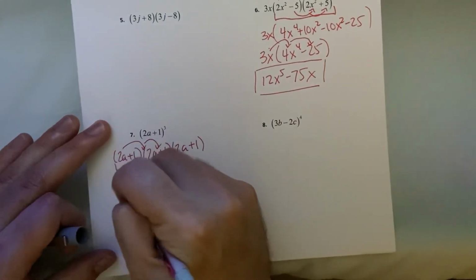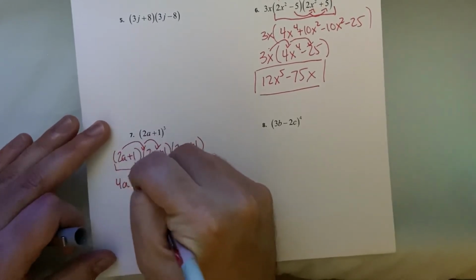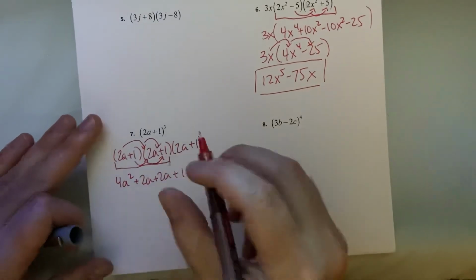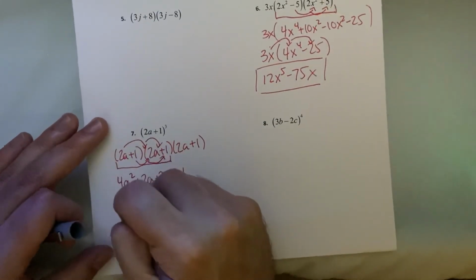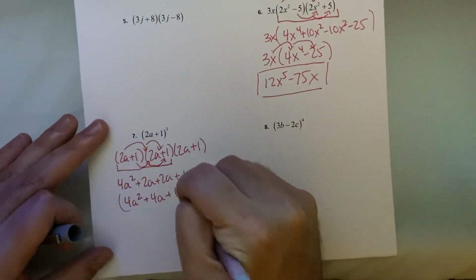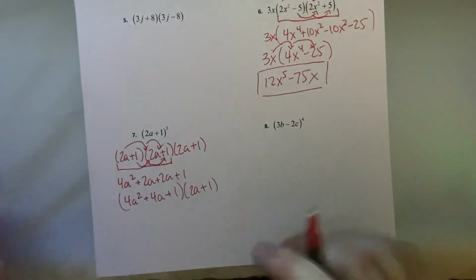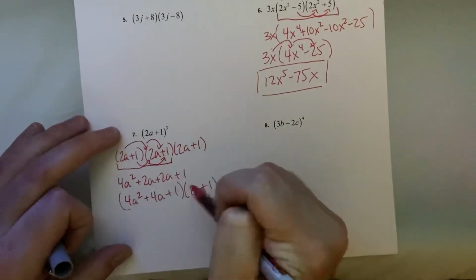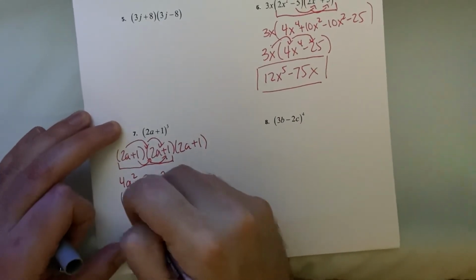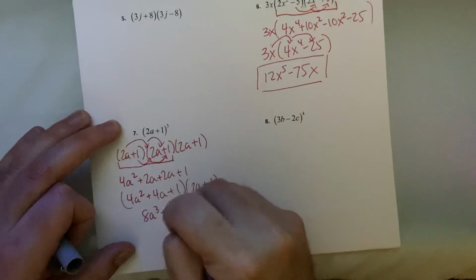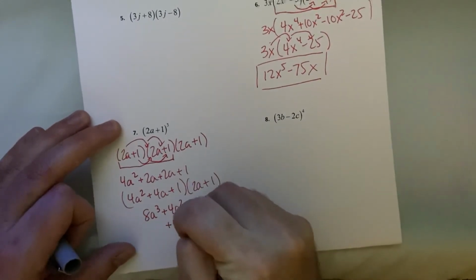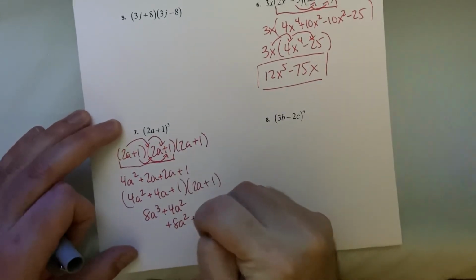That's 4a squared plus 2a plus 2a plus 1. I'm going to combine my middle terms, so that's 4a squared plus 4a plus 1. This whole thing is times another 2a plus 1. Okay, so now I'm going to distribute again. We'll start with the 4a squared times 2a. That's 8a cubed. 4a squared times 1 is plus 4a squared. Now 4a times 2a is 8a squared. 4a times 1 is 4a.